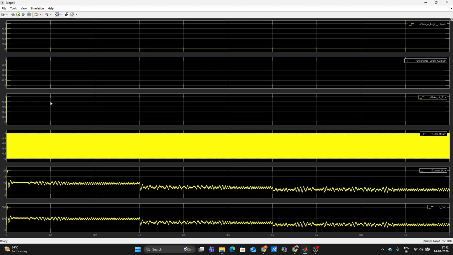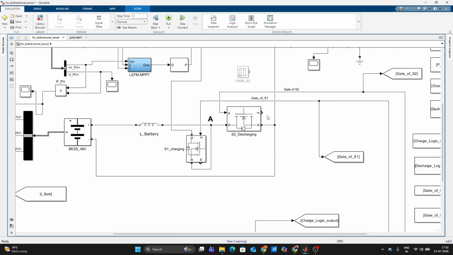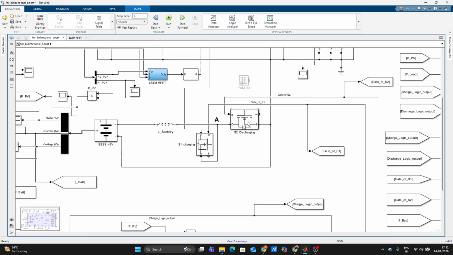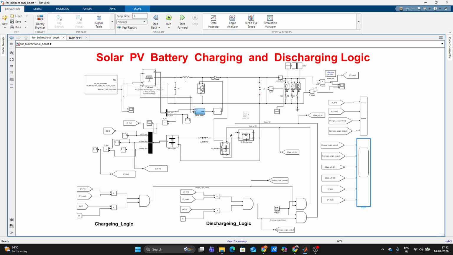You can check this also. The battery current is always positive, so it's discharging. And only the gate pulse of S2, the discharging mode switch, is getting the pulse. So it's only working. I think you have understood this charging logic and discharging logic of a solar PV battery.